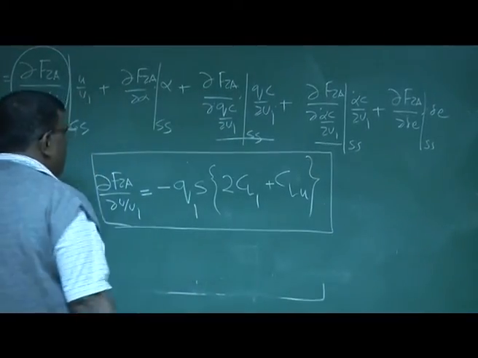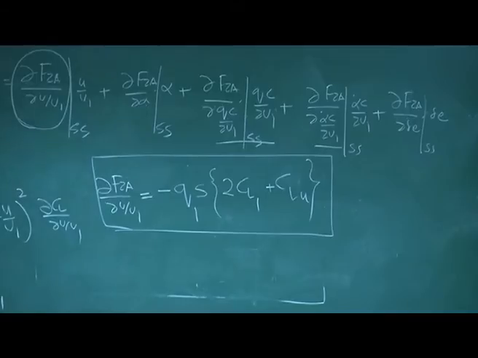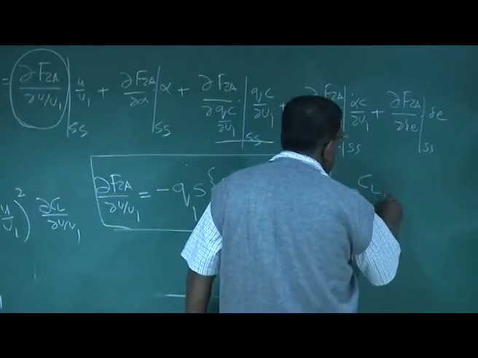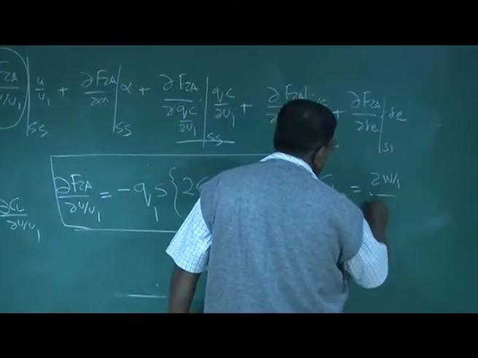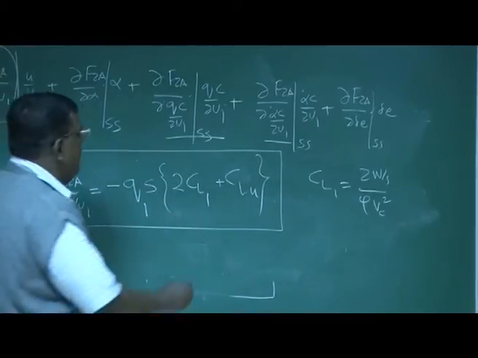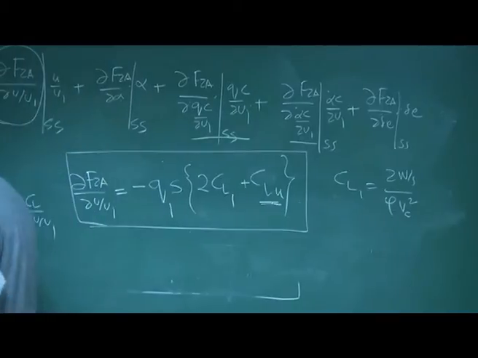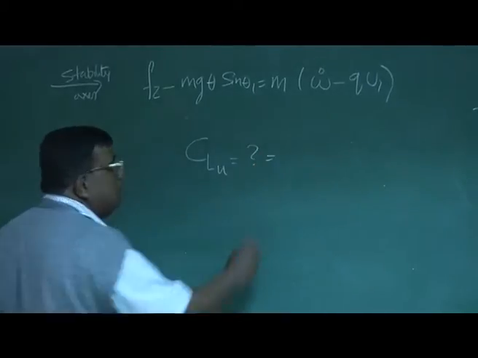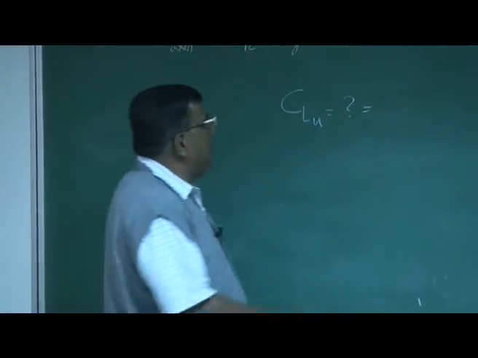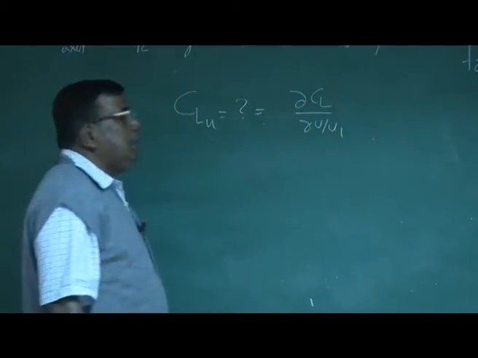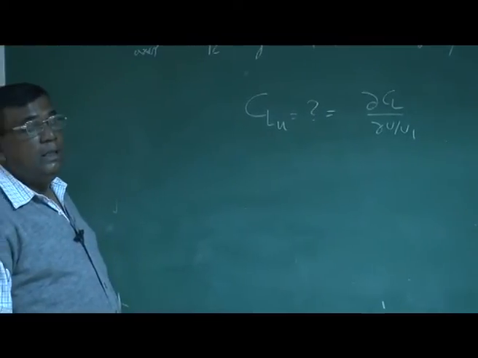Let us see how many things we understand. What is Q1? Q1 is the dynamic pressure at steady state. If it is a cruise, it is half rho V cruise square. Cl1, at cruise, will be 2W by S rho V cruise square, that is lift equal to weight. What is Clu? This is important. Let us focus on Clu, and by definition it is dCl by d(u by U1). Remember, we have already done something similar, CdU.